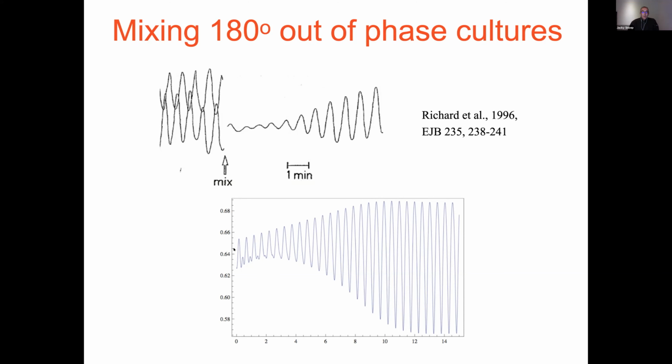We also tried this with the model. In the model, the oscillations are not purely sinusoidal. So even if you mix two cultures 180 or close to 180 degrees out of phase, the amplitude is not completely zero, but we see a good synchronization of the populations.